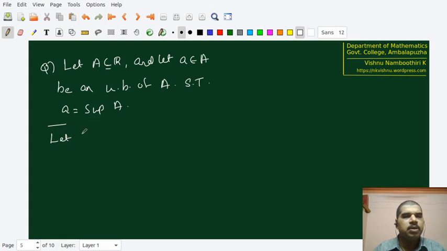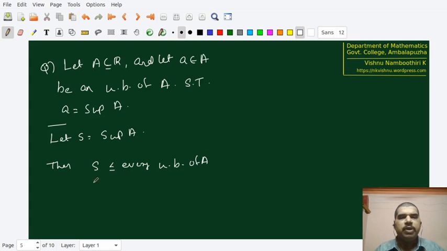Let S equal the supremum of A. This is actually a very simple problem. We already have the assumption that a is an upper bound of A. And what is the relation between supremum and upper bound? Then S is less than or equal to every upper bound of A. Therefore, in particular, S is less than or equal to a. Since S is a supremum, it is less than or equal to all upper bounds. Therefore, S must be less than or equal to a.